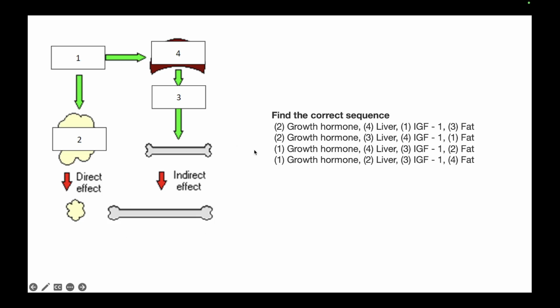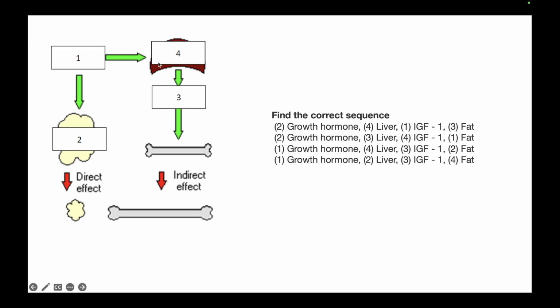And this is the effect of the growth hormone. So here it will be the growth hormone. What does it do? The growth hormone has a direct effect. So this one is the growth hormone's direct effect. Here it is showing a lipolysis event, so fat is being lysed as a direct effect of the growth hormone.